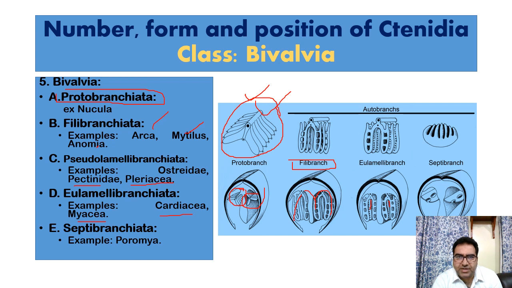Then we do have the Septibranchia. The Ctenidia do not exist as such. Herein we are unable to see the Ctenidia, and actually they are converted into a horizontal muscular septum running from the base of the foot to the mantle and extending right back to the siphons. So the example is Poromya.